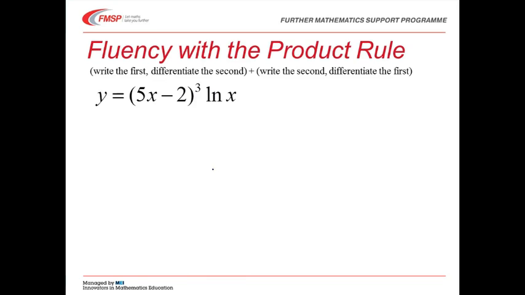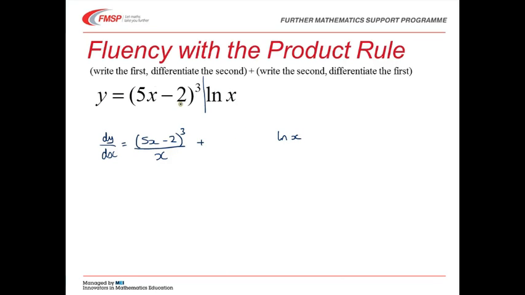Here's another example. Again, if it helps, draw a line to separate the two halves. So, write the first, differentiate the second. That's 1 over x, plus write the second, and I'm going to write that at the end, and differentiate the first.